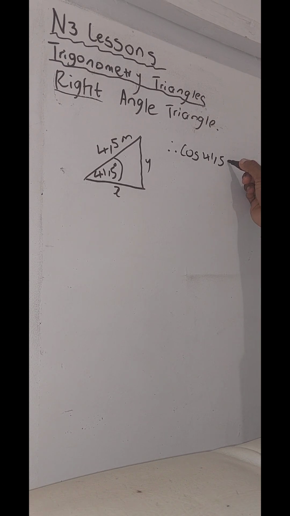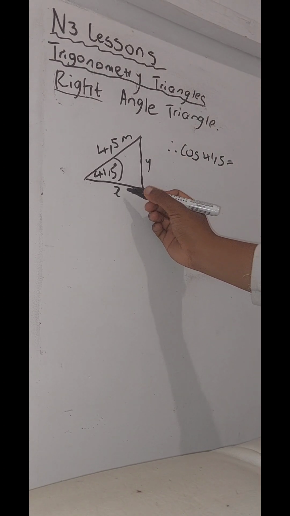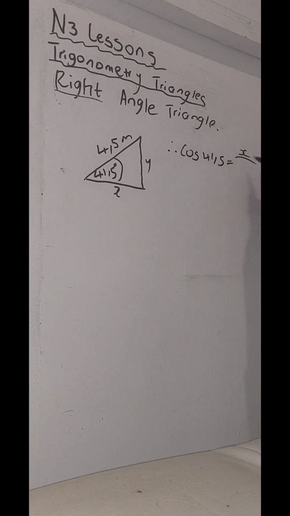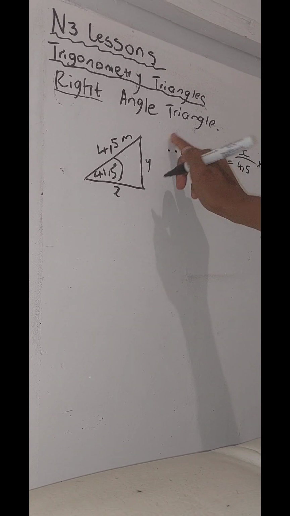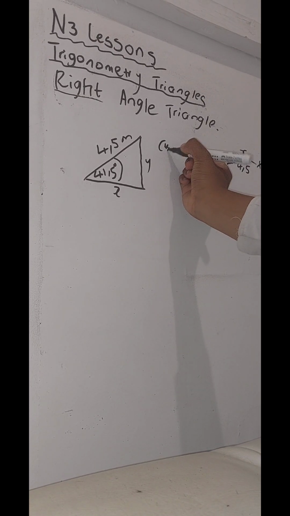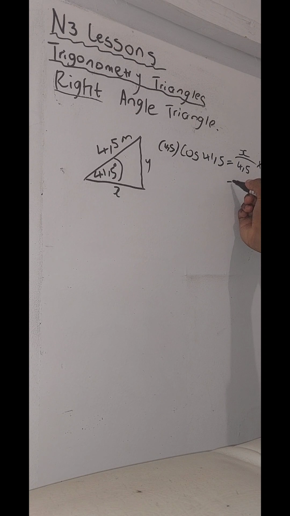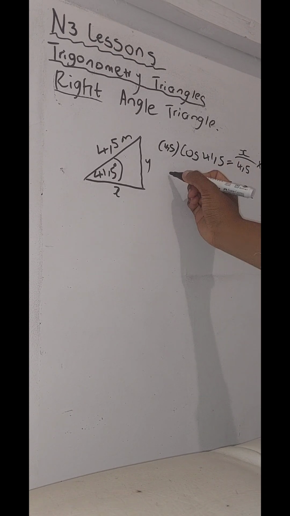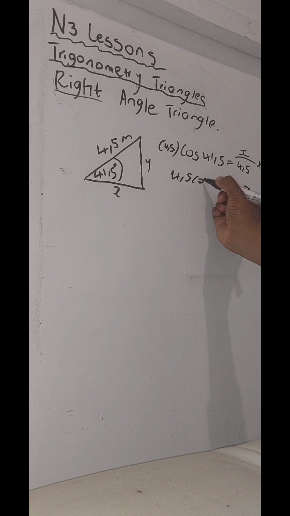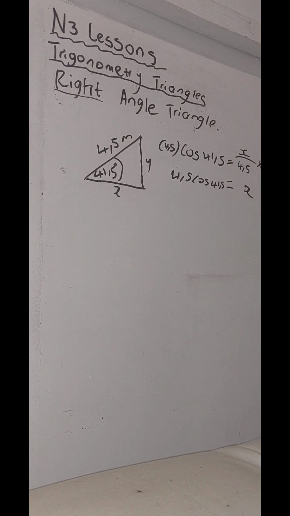cos 41,5 is equal to adjacent over hypotenuse, right? And we are going to multiply this on this side and on this side too, on both sides, and here we will be left with x, and here we're going to be left with 4,5 cos 41,5. Right?